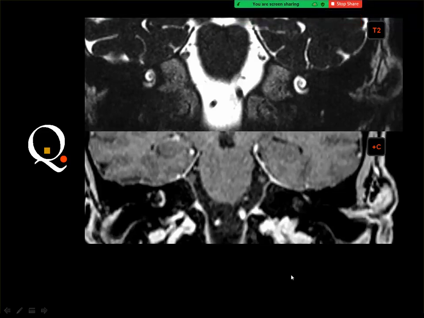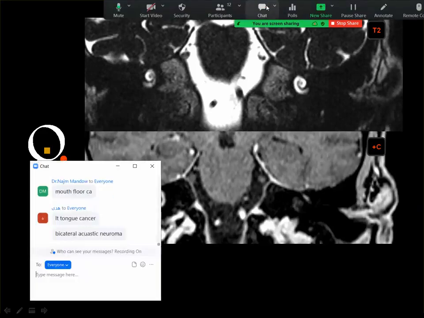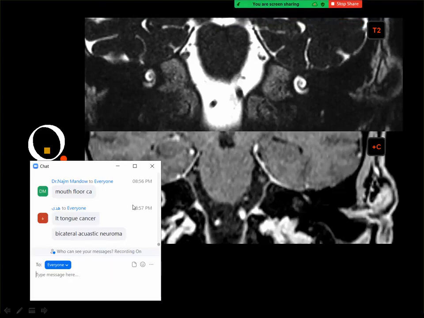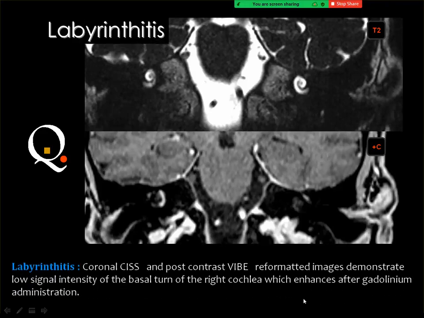Okay, and I think that this is a difficult case, but let's look at the post-contrast scans, and you can see enhancement in the region of the cochlea and the labyrinth. No, this is not acoustic neuroma. It is enhancement of the fluid in the labyrinth. If you go back to the T2 weighted image, you can see that the fluid in the cochlea is not that clear compared to the opposite one, and this is diagnostic of labyrinthitis, acute labyrinthitis.